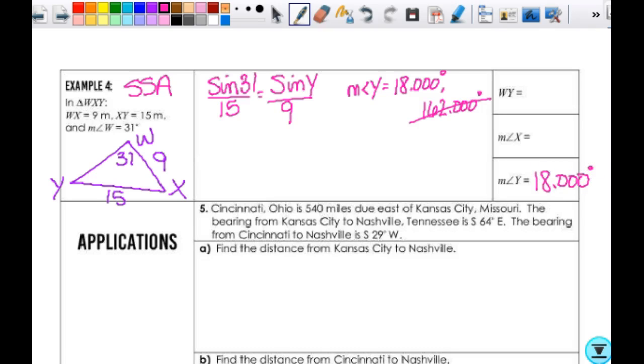So it's 18.000 degrees. So now that I have that, and I have stored that in there as y, I can just use the y that's in my calculator now. And then, yes, I can add that to 31 and subtract that from 180 to find x. When you do that, what do you get for x? Yeah, so it's 131.000.